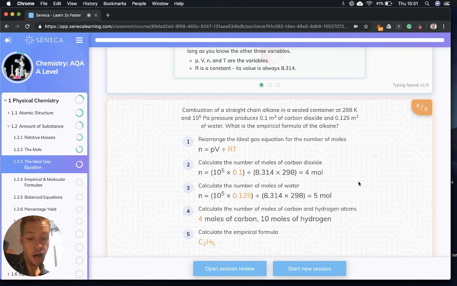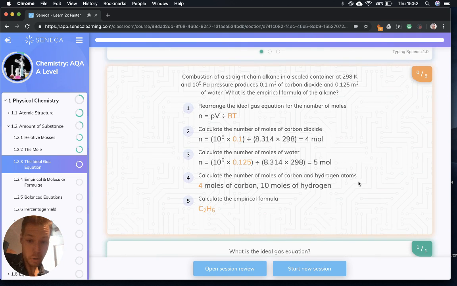Now, that was for carbon dioxide, but if you remember in the question, we also produce 0.125 m cubed of water. Now, water, you might think it's a liquid, but remember we get water vapor, so it's also a gas, so we can use the ideal gas equation. Great. So, same process as before, we make the number of moles the subject, and our calculation is going to be 10 to the 5, that's our pressure, times by 0.125, that was our volume of water, and then we divide that by the same thing we did before, 8.314, our constant, times by 298, the temperature, and that gives us 5 mole.